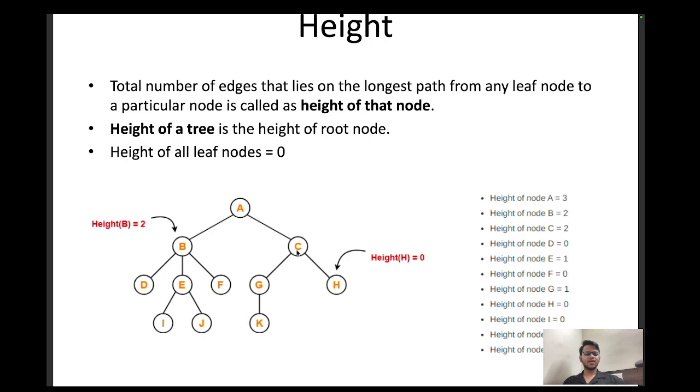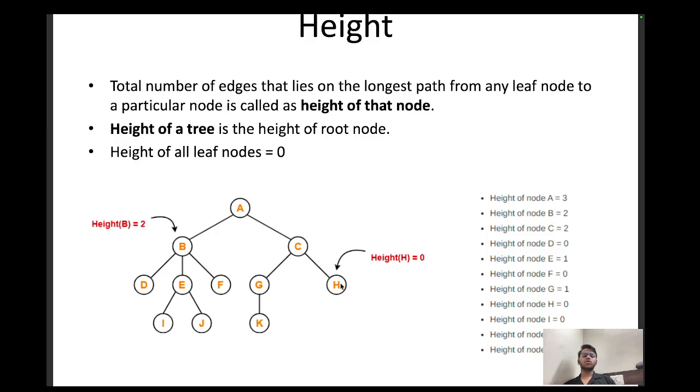You might be wondering that C here has only one sub node on one side and two on the other, so which one will we consider, the right one or the left one? We have to take the longest path to calculate the height of the node. In this diagram, we can easily see that the longest path from C is C to G to K, and it has two edges. So the height of C is 2.